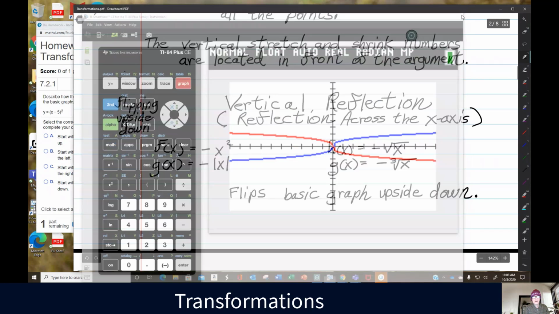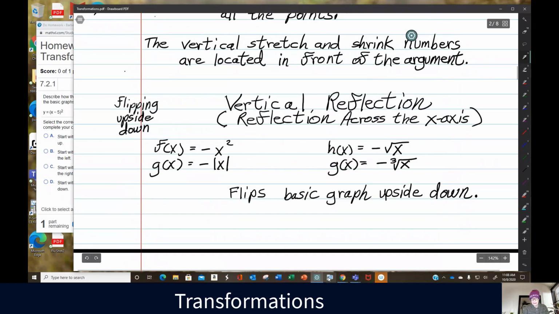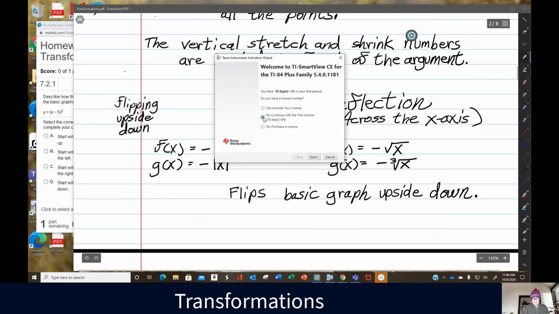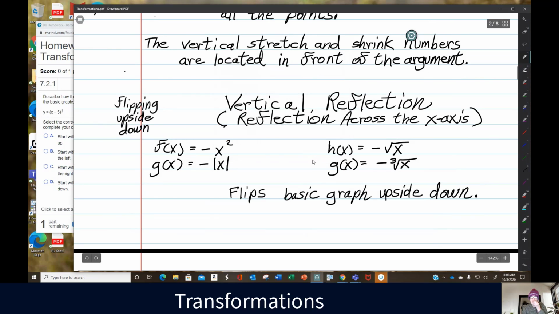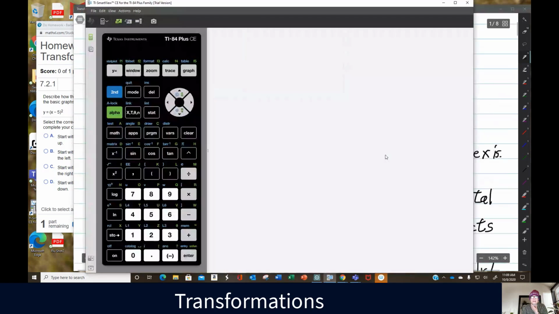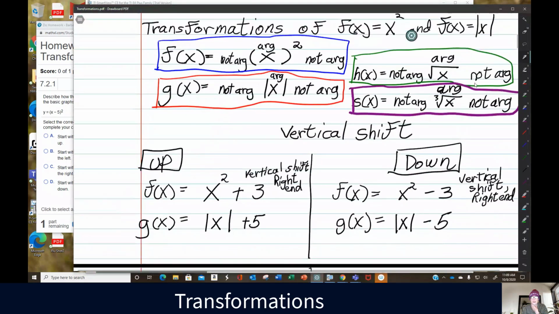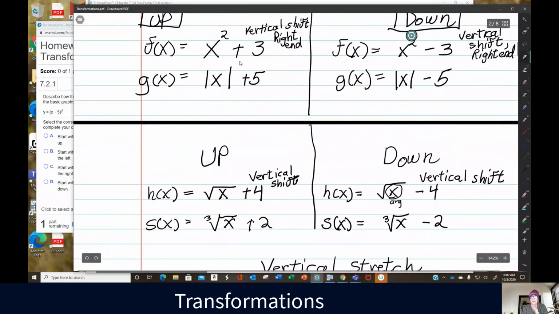Okay, we are done with our vertical movement, but I shouldn't have turned that off. So let me get it back on. Okay, so let's go back over it. We have a vertical shift, which occurs out here to the right. Plus means you move the basic graph up. And minus means you move the basic graph down.